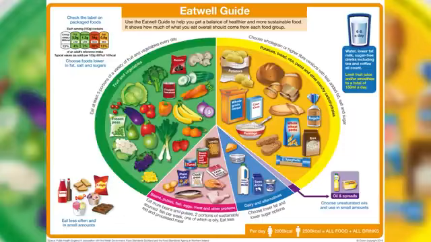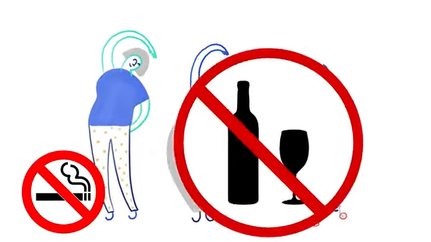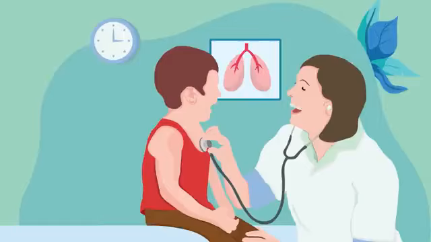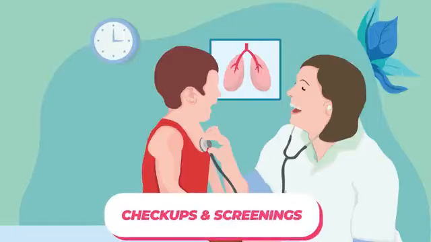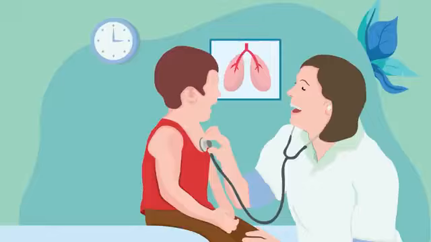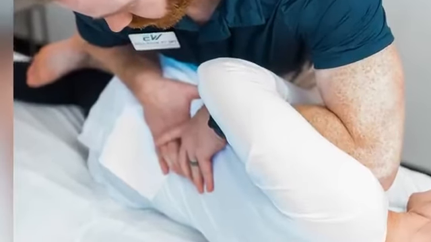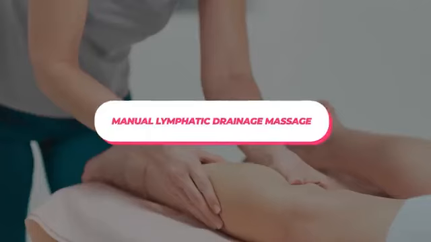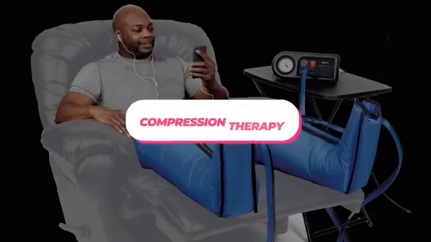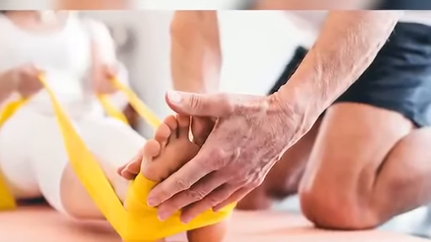It is important to take care of the lymphatic system by maintaining a healthy diet, staying active, and avoiding smoking and excessive alcohol consumption. It's also important to have regular checkups and screenings to detect any possible disorders or diseases of the lymphatic system as early as possible. In addition to traditional medical treatments, there are also alternative therapies such as manual lymphatic drainage massage, compression therapy, and exercise programs specifically designed for individuals with lymphedema.